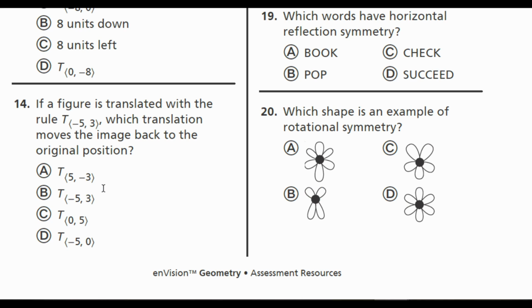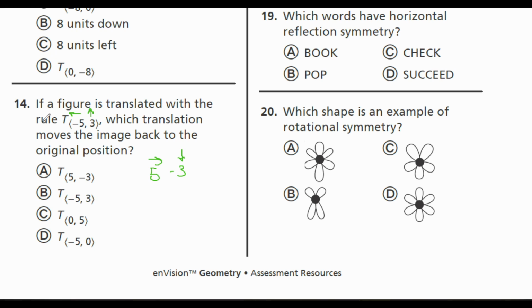If a figure is translated with the rule -5, +3, which translation moves the image back to its original position? Think of this as if you spend $5 to make $3, right? You spend $5, or you went -5 and then you made back 3. Isn't the opposite of that gaining 5 and then losing 3? So that's how you undo it, right?